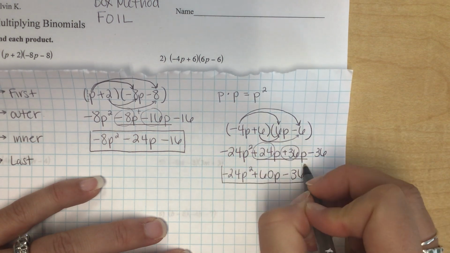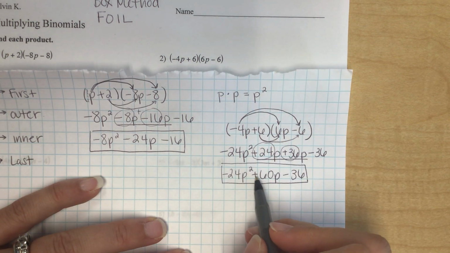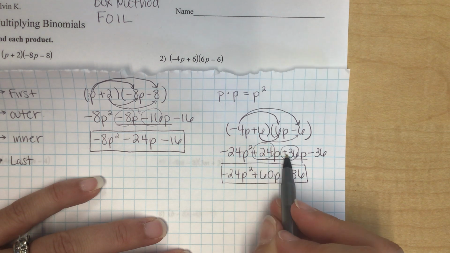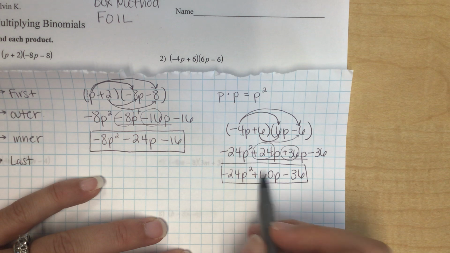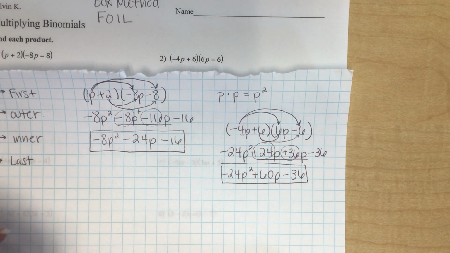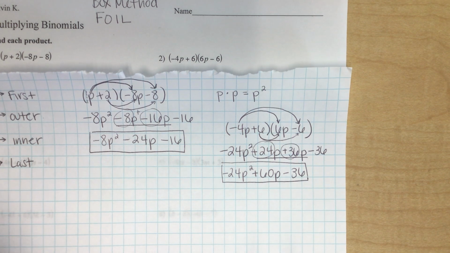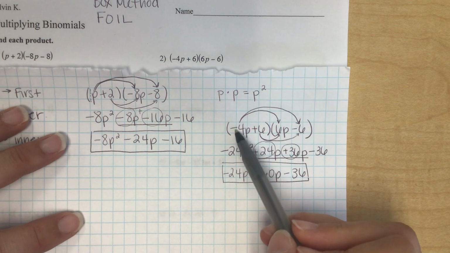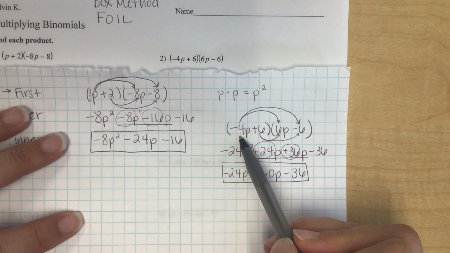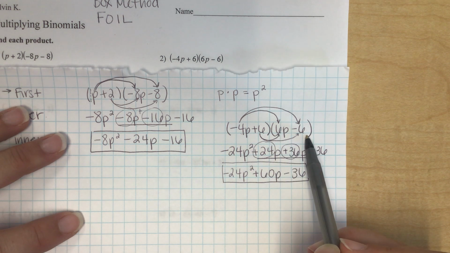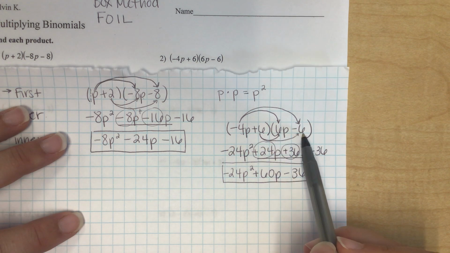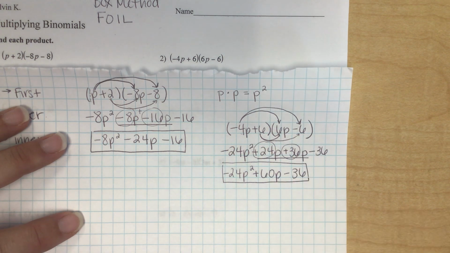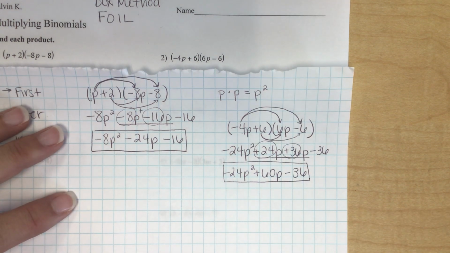And this is your answer. The 60 right here has a plus because when I added these two numbers together, this was a positive answer. Okay, so that's FOIL. It's kind of that first, outer, inner, last. It just gives you that acronym. So basically you're taking the first term in the first parentheses and multiplying it by both of these. Then you take the second term in the first parentheses and multiply it by both of these. Again, FOIL just helps you keep your order.